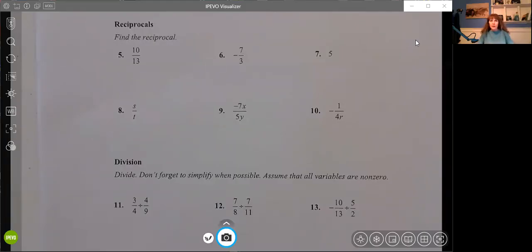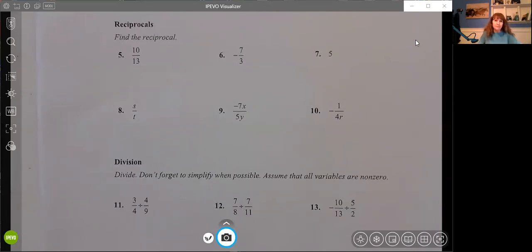Hi there. We're going to look at 3.7 and 3.8, which will finish up this chapter. What we'll be looking at first is finding the reciprocal, and then we'll look at some applications of using the reciprocal.